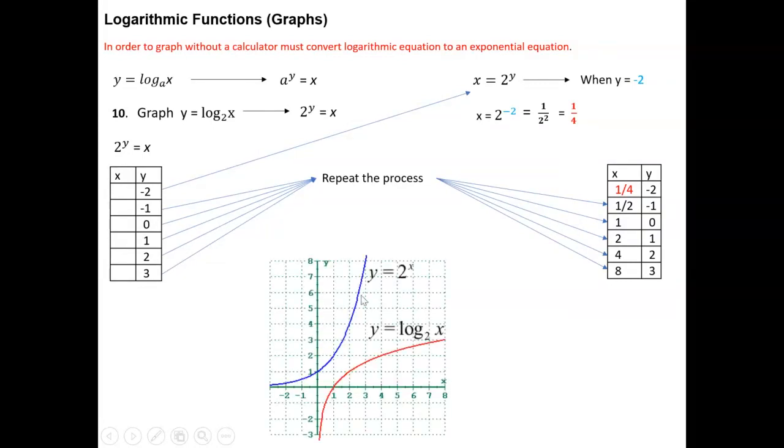And now here's my graph. The one in blue is the exponential graph, and the one in red is my logarithmic graph. These are called inverses of each other, but I believe the 1324 doesn't cover inverses, but they do it in 1314. Okay, but anyway, the one in red is my graph for the logarithmic, and the one in blue is my graph for the exponential.